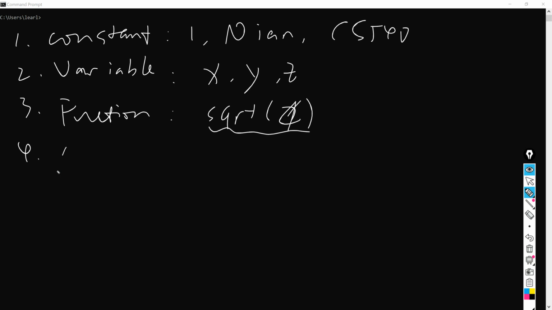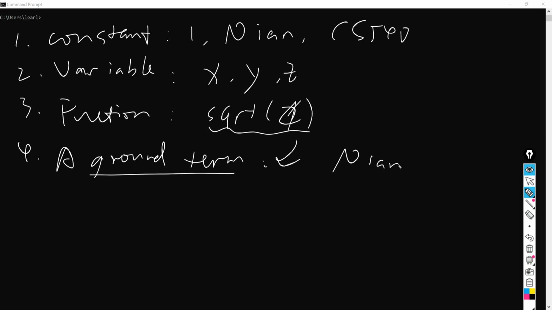The fourth concept is a ground term. A ground term is a term that has no variables. For example, the square root of 4 here is a ground term, or Nian is also a ground term, since they don't have any variables.